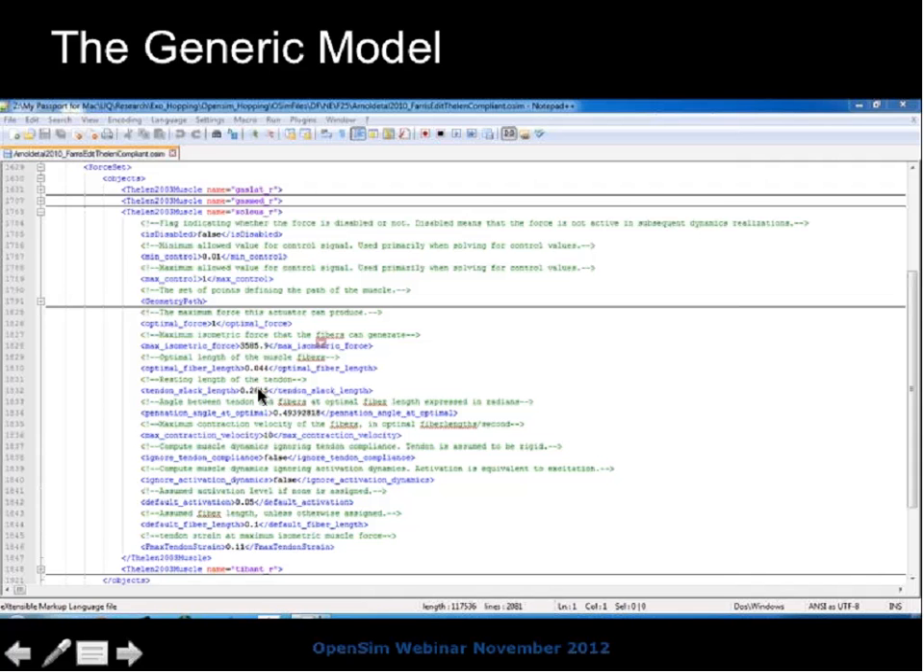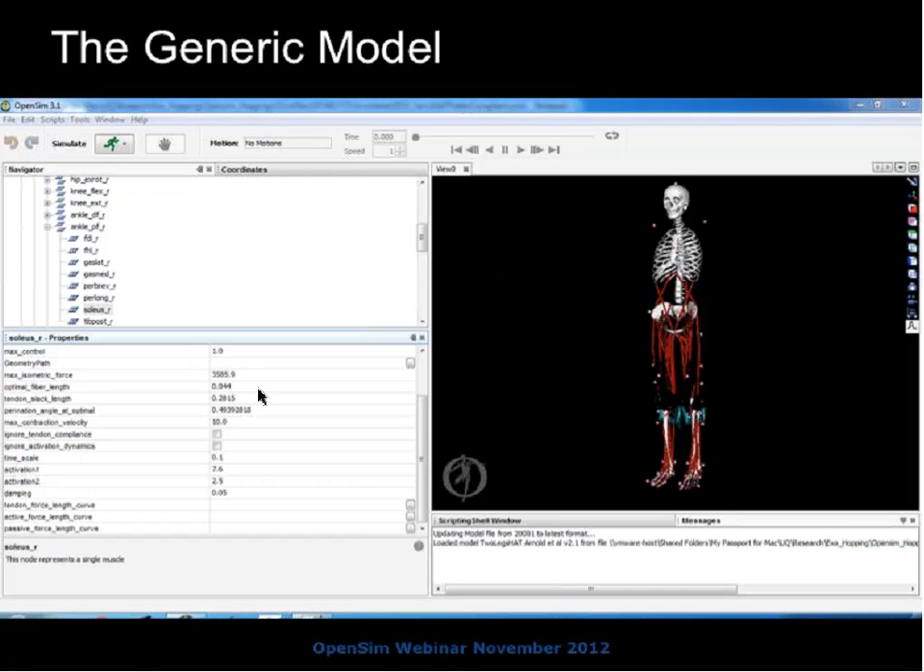Now, perhaps a better approach to this since the release of OpenSim 3.0 is actually to edit the model in the user interface. And you can see here that if we select our muscle up in the navigator window here, we can open the properties window and we can make adjustments to those properties in the properties window as well. So that was the generic model that we had in place.